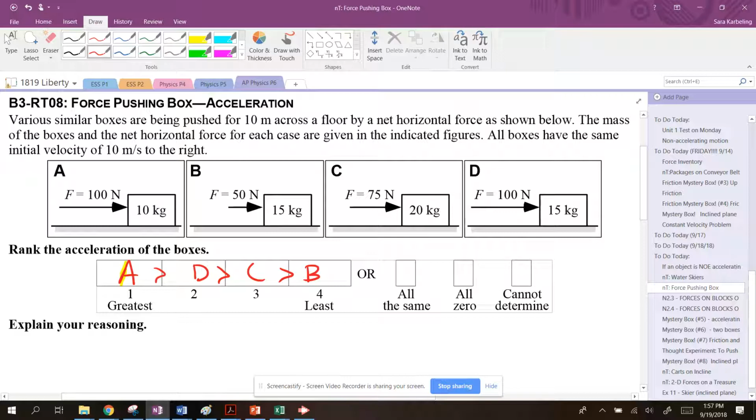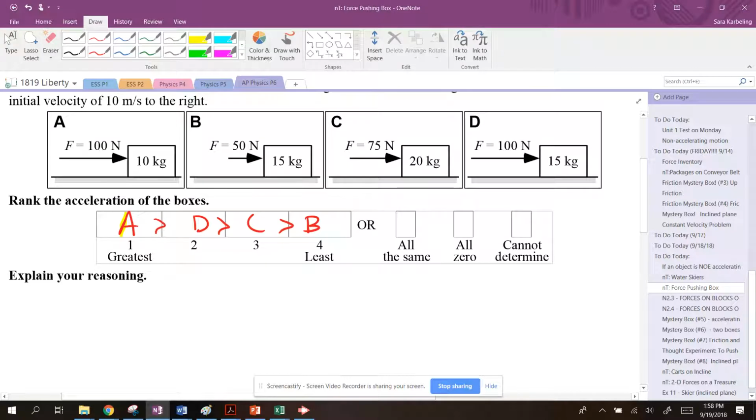All right, explain your reasoning. What's the why? How did you figure it out? Yeah, if you were doing this on a test, you'd say F net over mass, or F net over M is equal to A. And then probably you'd want to show me that process, right? So write them out or explain to me that you could see that one was bigger than the other, etc. We good? All right, let's keep going.